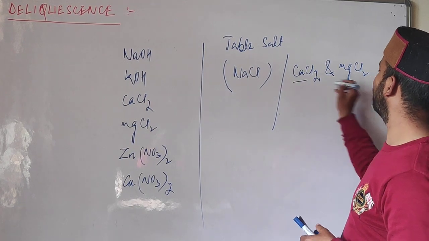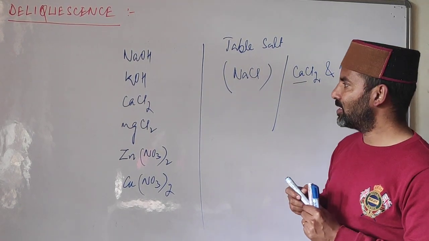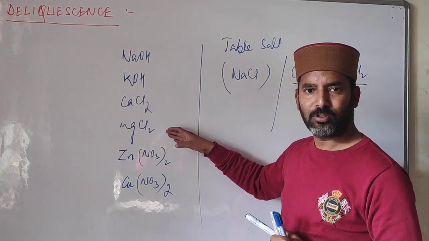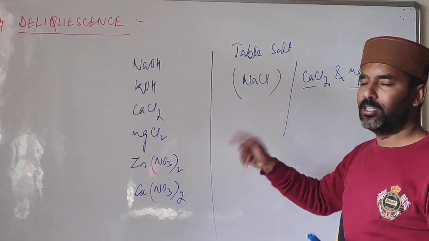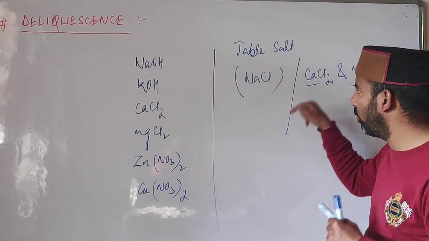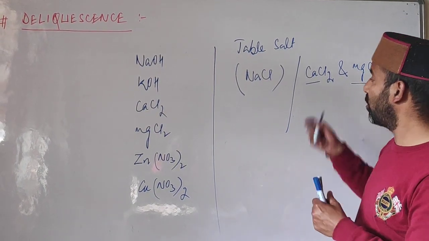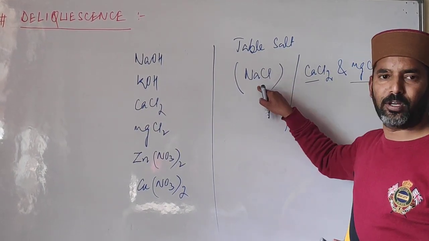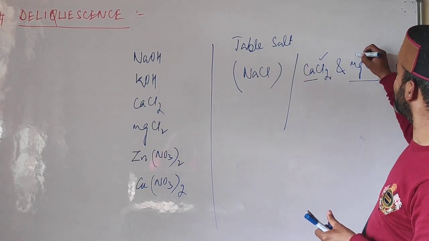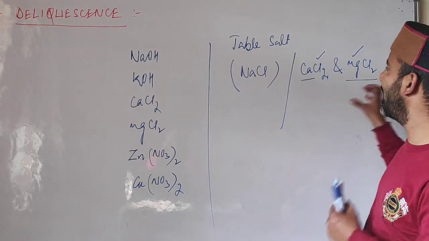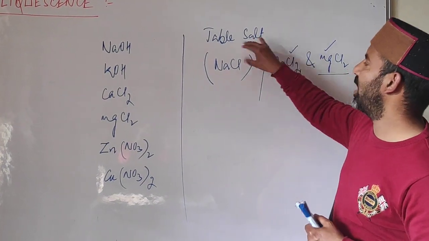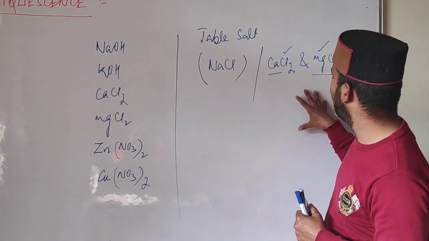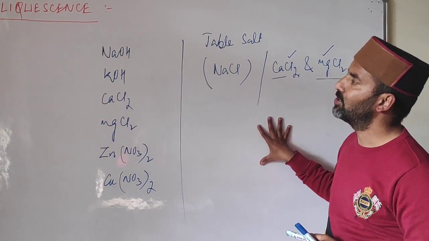And these two salts are what? These two salts are deliquescent. So they absorb moisture. NaCl does not absorb moisture. So this means if common salt becomes wet in rainy season, it is not due to the fact that NaCl absorbs moisture, but the impurities present in the common salt absorb moisture from the air. So this is the reason that table salt becomes wet.